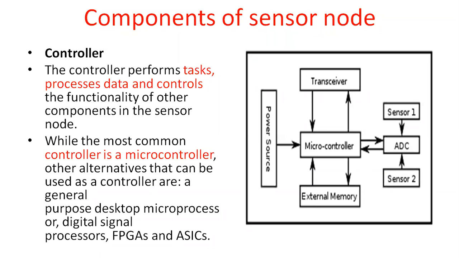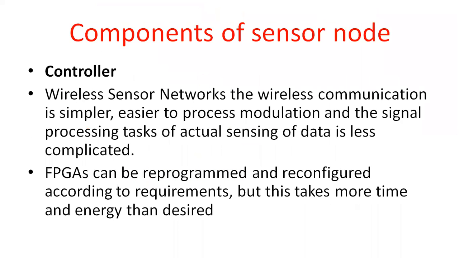Most controllers are microcontrollers. They can be used as controllers, or a general purpose desktop microprocessor, digital signal processors, FPGAs and ASICs. These are different pieces of information about the controllers, which we already discussed. How can you use these controllers in a wireless sensor network?